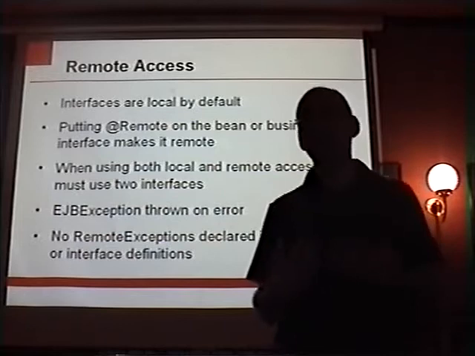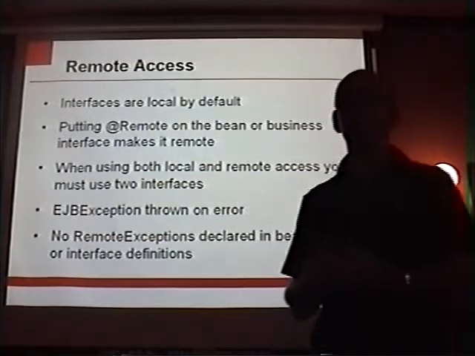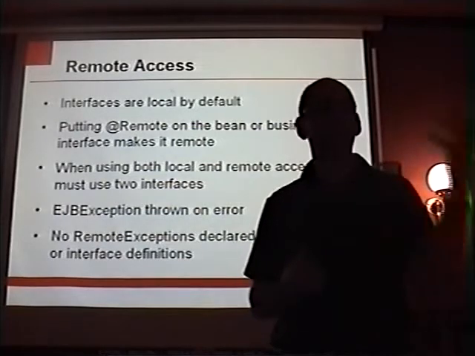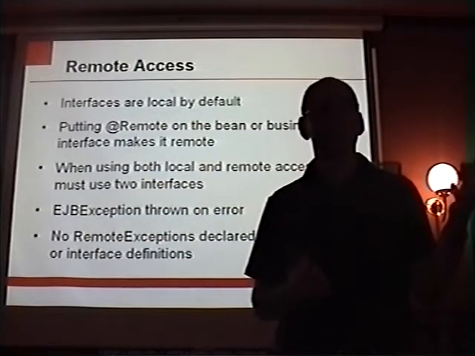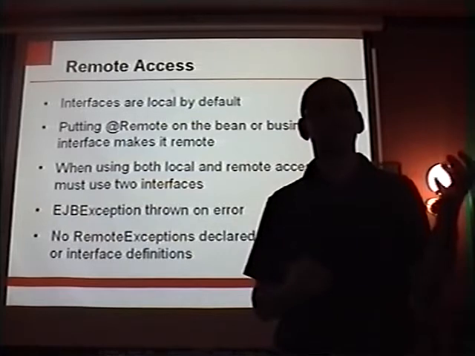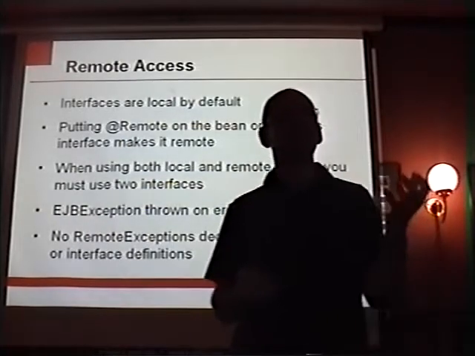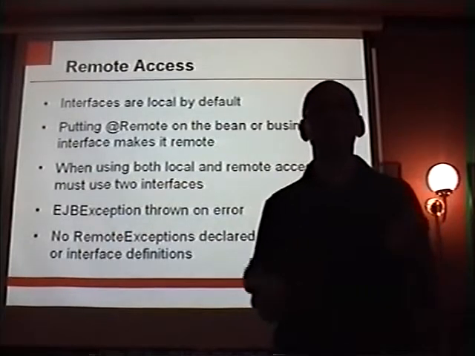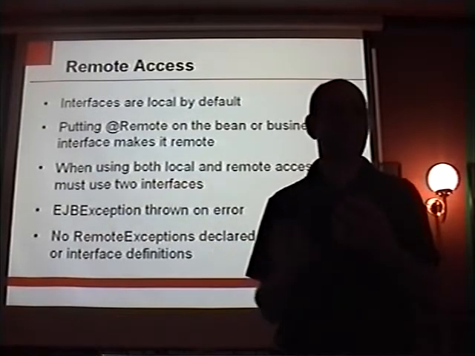So you don't have to catch any exception, and you don't have to throw them in the methods. This interface will be made remote simply by putting @remote, and the client can be a remote client. It doesn't have to catch any remote exceptions. You say, well, how is that possible? It's going over RMI. Well, it's possible because the container is doing the work for you. It's going to wrap those remote exceptions and throw them in a runtime EJB exception.